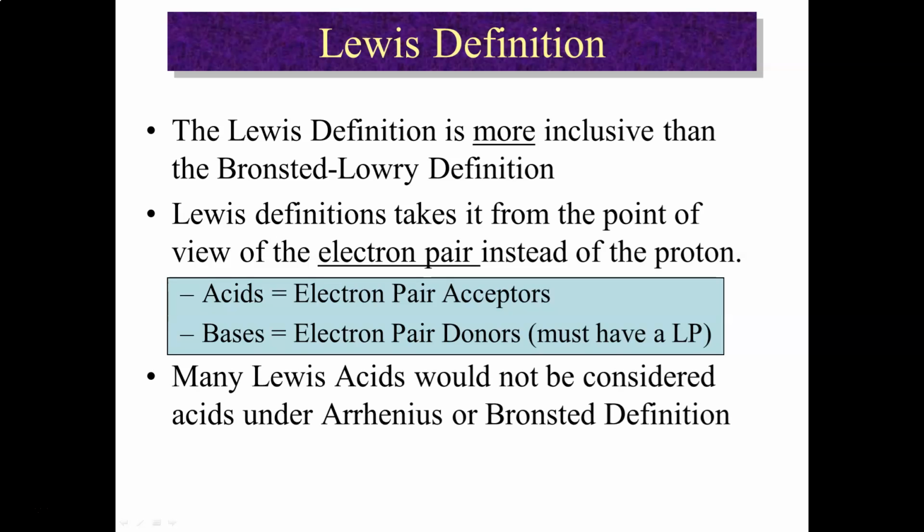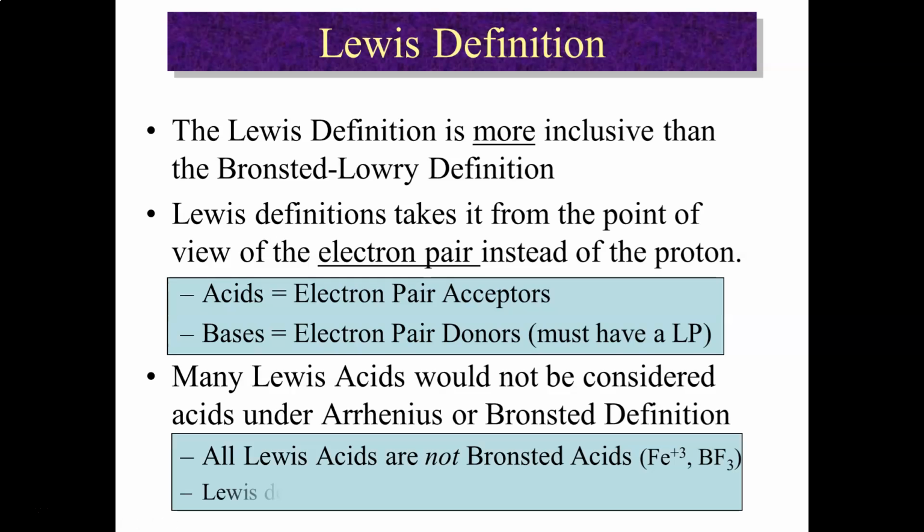The next thing it says is that many Lewis acids would not be considered acids under the Arrhenius or Bronsted definition. You can see that as an example from our previous slide. Fe plus 3, we said, was an acidic ion, but Fe plus 3 would not be considered an acid for Arrhenius because it doesn't have a hydrogen. Same thing for the Bronsted definition, which says it's a hydrogen donor or proton donor. Well, Fe plus 3 has no hydrogen to donate, but you can see that it is actually an acidic ion. So this just adds more acids to our list, basically.